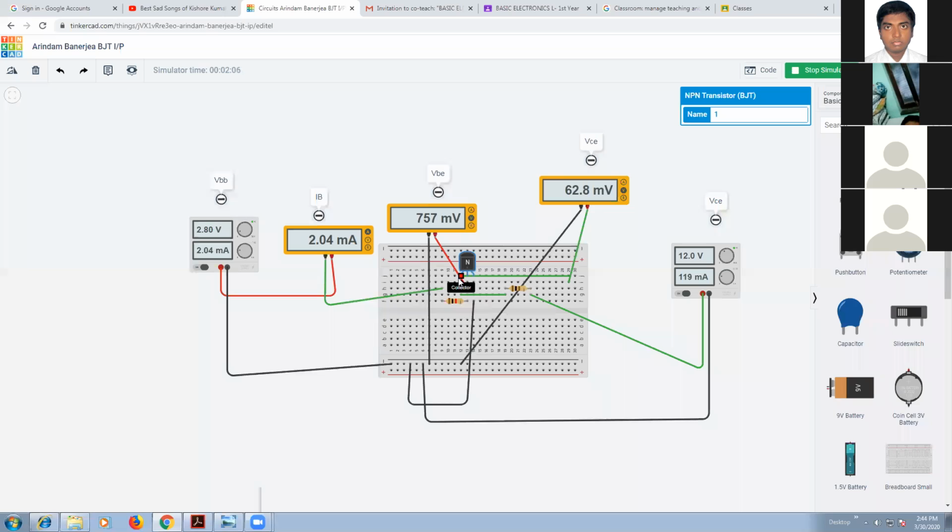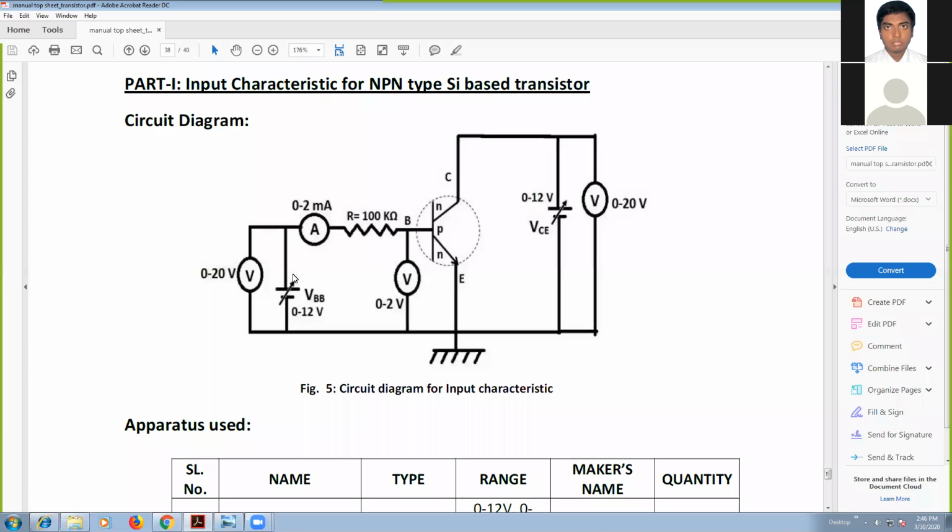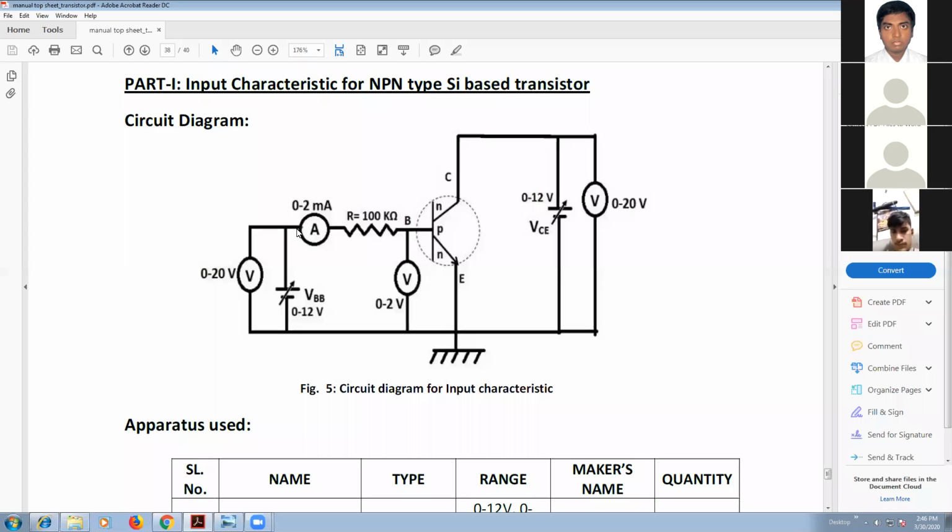So we keep the flat surface of the NPN transistor towards ourselves. Then we can see the leftmost terminal is the collector, the middle one is the base, and the right one is the emitter. According to the circuit diagram, we have to connect the positive terminal of the ammeter.